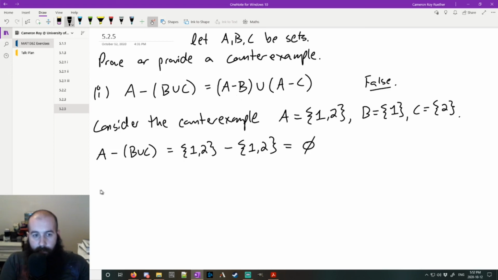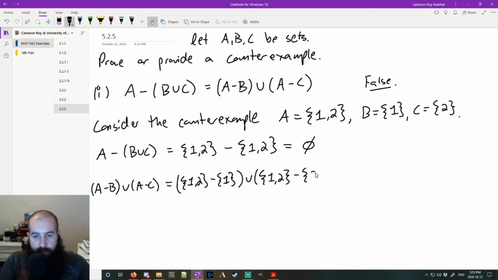However, on the right-hand side, A remove B is the set {1, 2} remove the set {1}. And A remove C is the set {1, 2} remove the set {2}. {1, 2} remove 1 is just {2}. And {1, 2} remove 2 is just {1}. So this union is {1, 2} again, which is A. So the left-hand side is empty. The right-hand side is A, which is non-empty. So these are not equal for this counterexample.